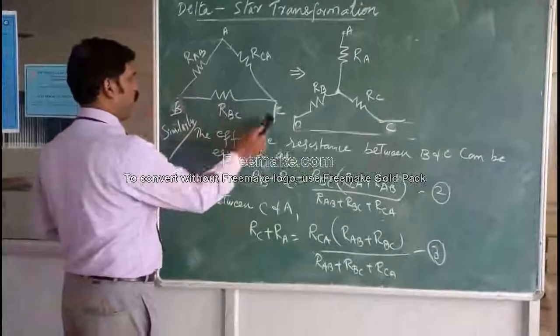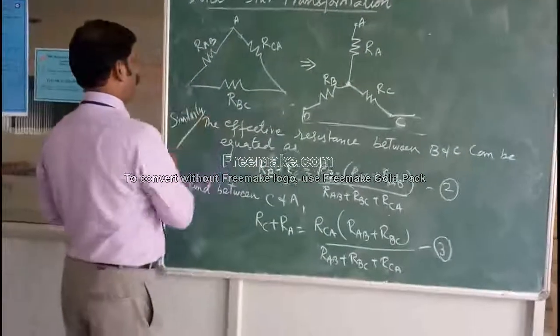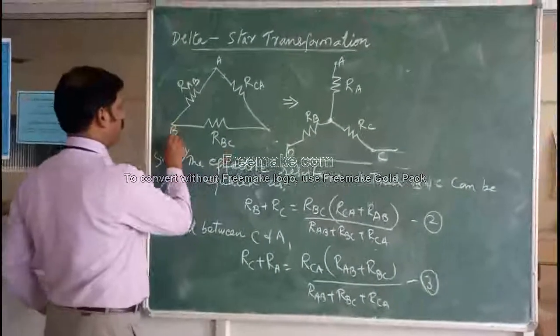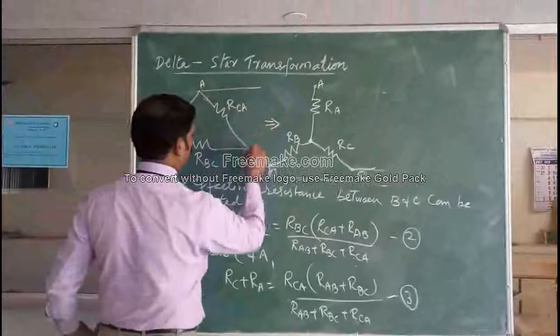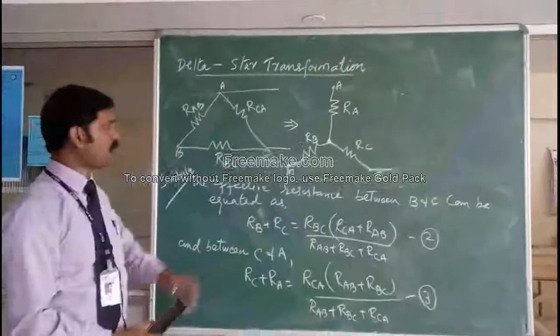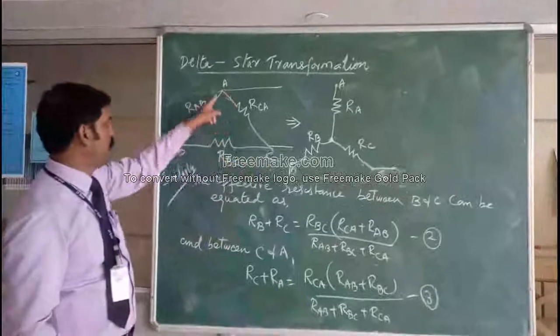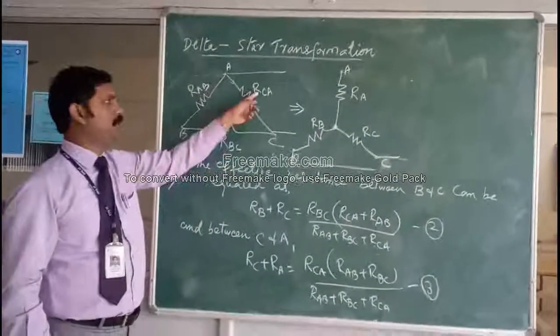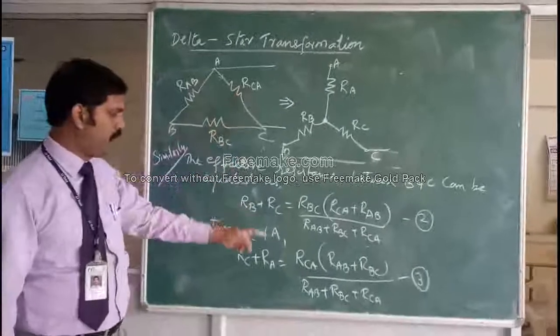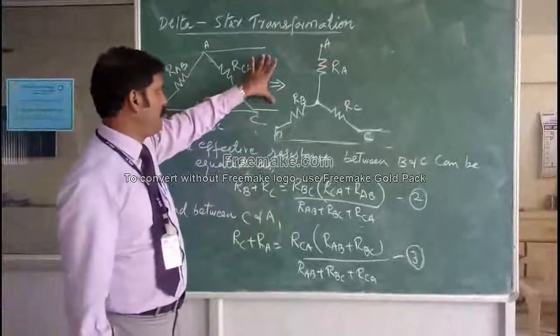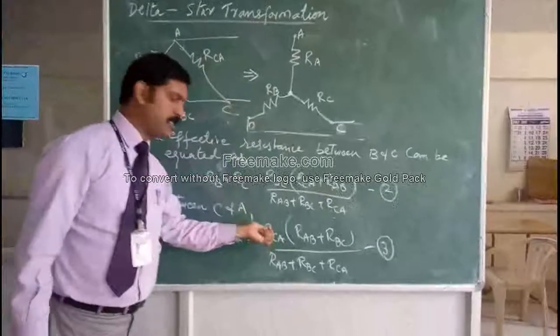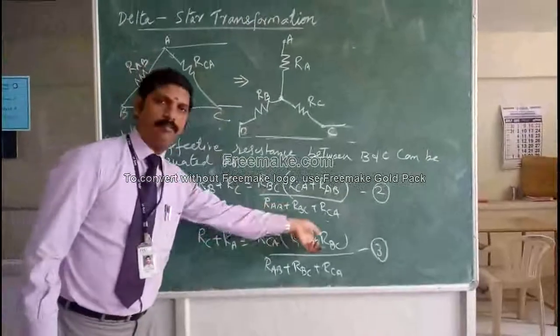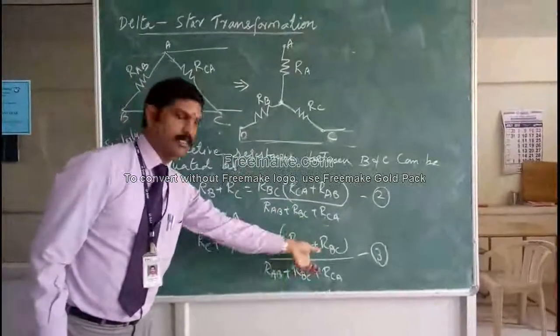In the same fashion, we can also find the equivalent resistance for star and delta between the terminals A and C. Taking between A and C, you can see here RAB and RBC are in series. This series combination is in parallel with RCA. So the equivalent resistance across terminals A and C can be written as RCA into RAB plus RBC divided by RAB plus RBC plus RCA.